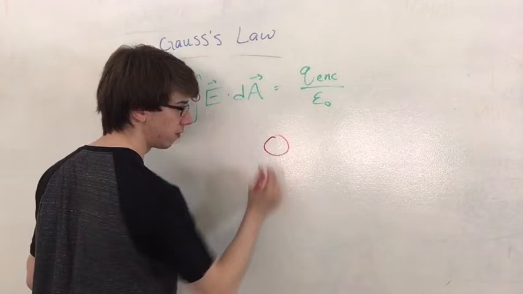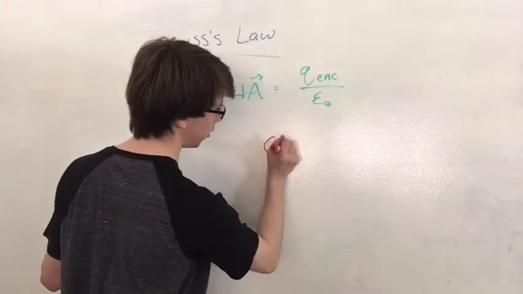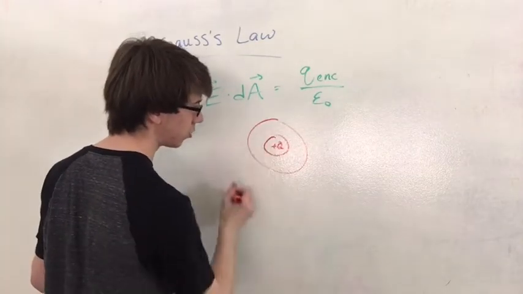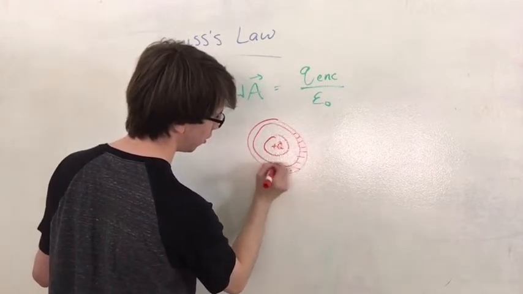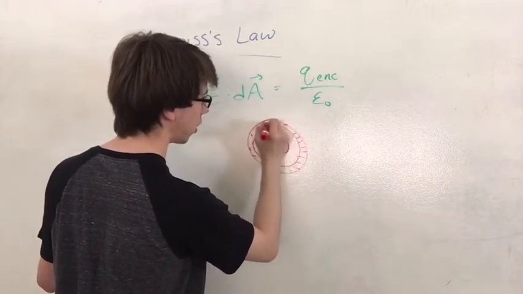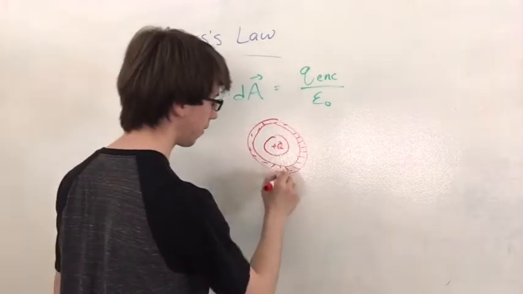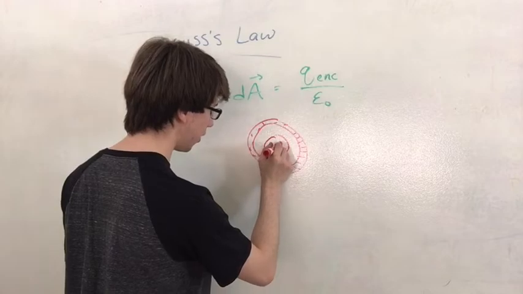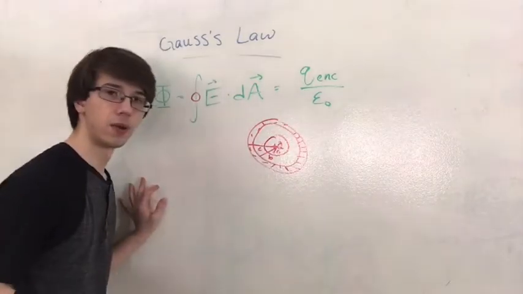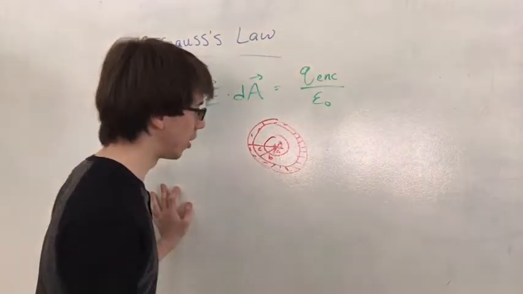So let's start off with a warm-up, a simple one that I'm sure all of you recognize. You have a sphere of charge plus Q, surrounded concentrically by a conductive shell of neutral charge. The distance here is A, the distance here is B, and the distance here is C. We're going to find the electric field strength at each interval.